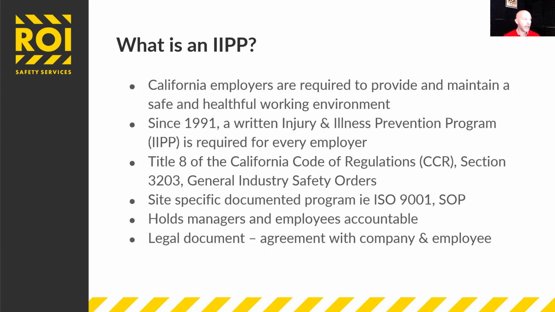It's a requirement. You have to have an IIPP, and you have to have an effective one. It's been around since '91, so it's been around a while, not a whole long time in the big scheme of things. And it is Title 8, 3203. You can look it up. It's on the Cal OSHA website.